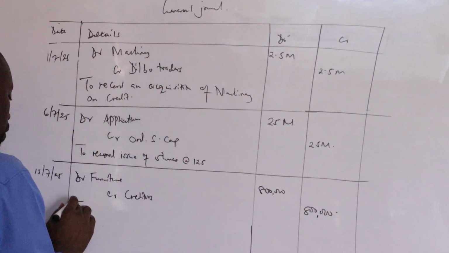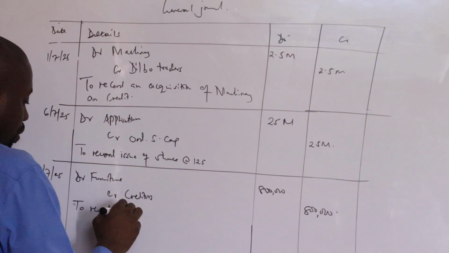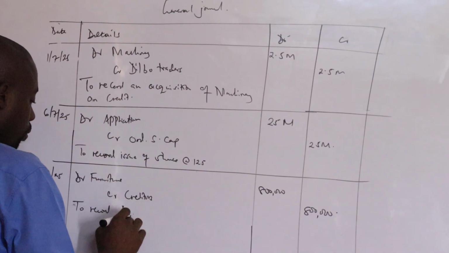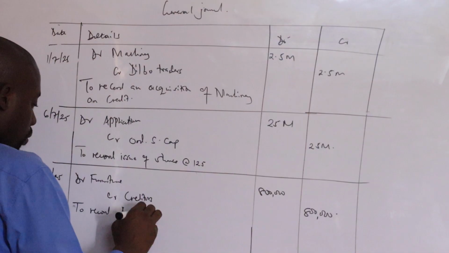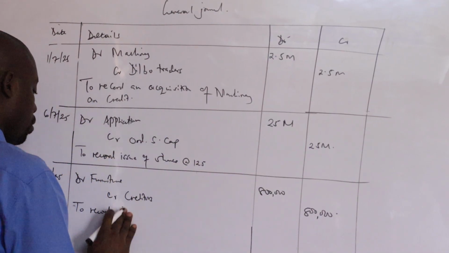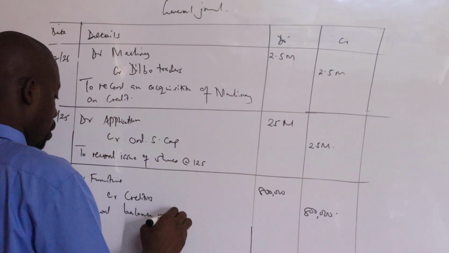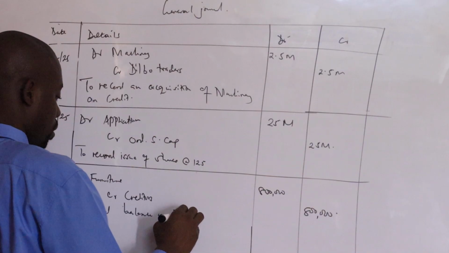So to record acquisition of, or balance on, record balance on furniture acquisition.